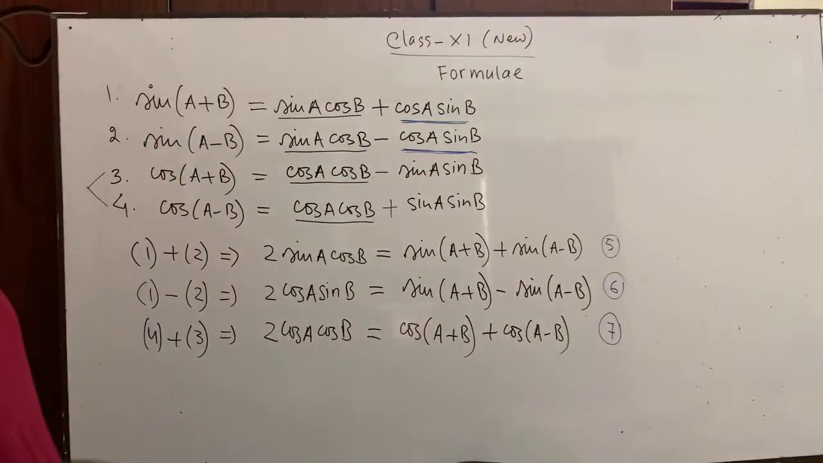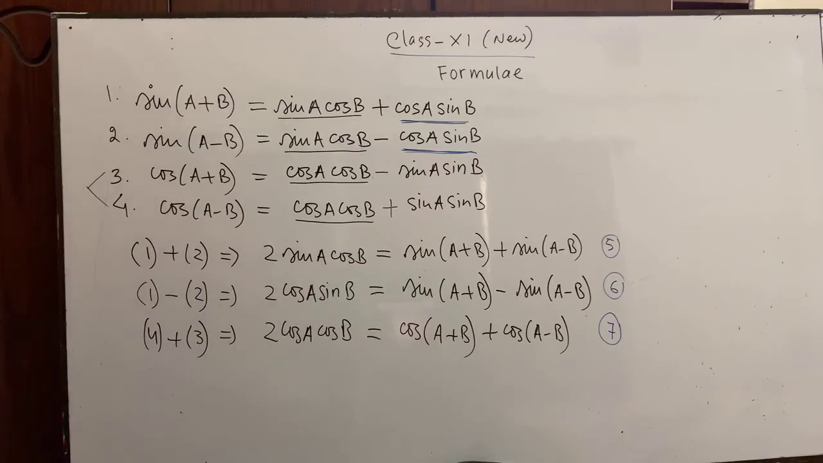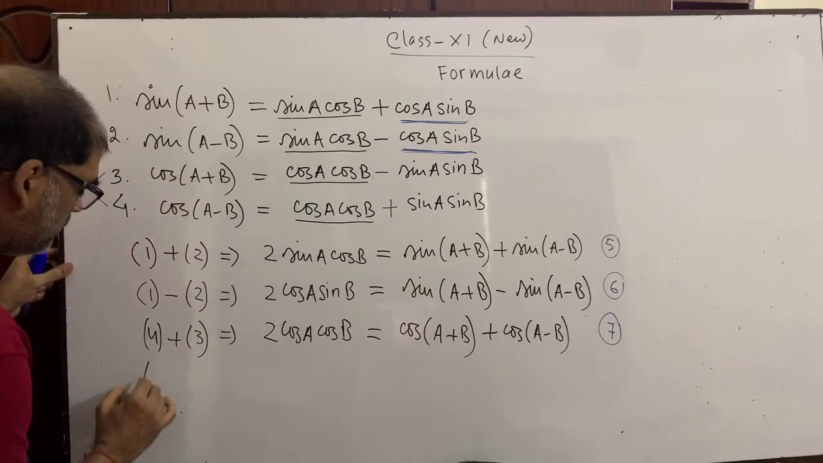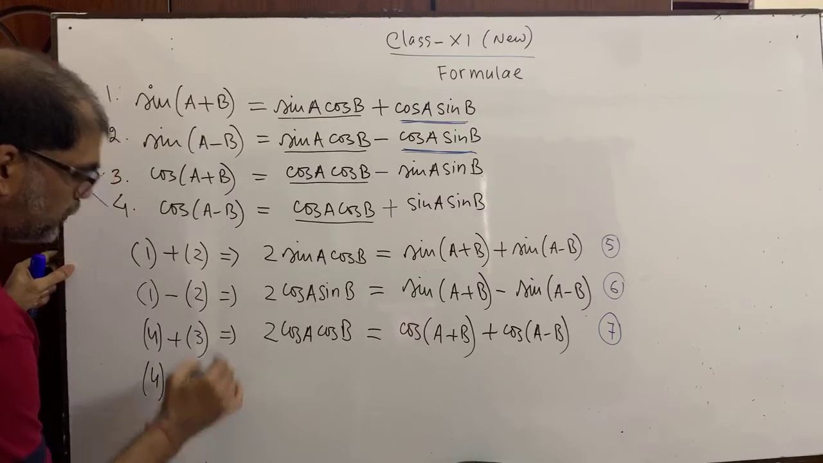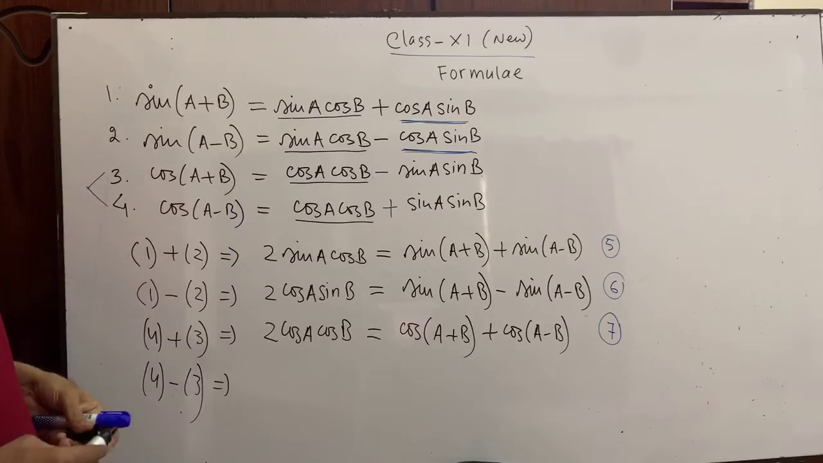This is here formula number 7. Now I am going to subtract 3 from 4. You see, 4 minus 3. If we subtract 3 from 4, what will we get?